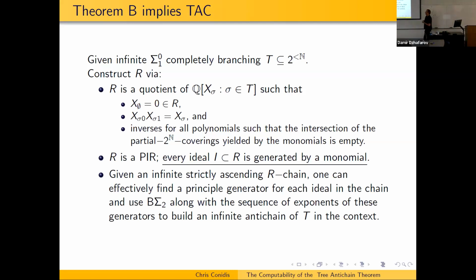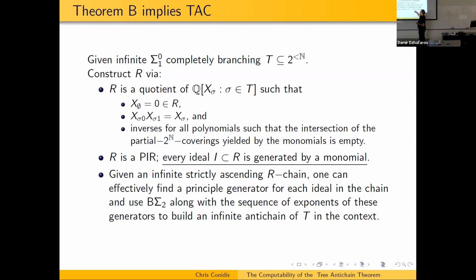And so now, in the context of theorem B, once you've created this ring, it turns out that if you have a strictly ascending chain of ideals in this ring, one can effectively, the effectiveness might not be totally obvious, but it's true, one can effectively find a principal generator for each of those ideals in the chain. And then you need to use a little bit of B sigma 2 here. This is where B sigma 2 is relevant. You need the infinite pigeonhole principle.